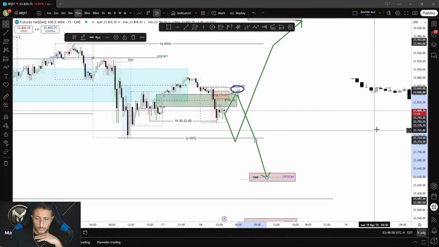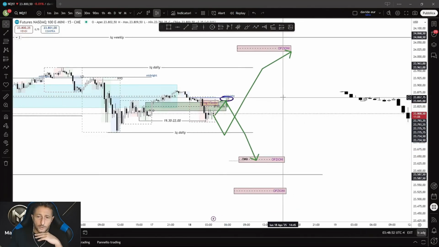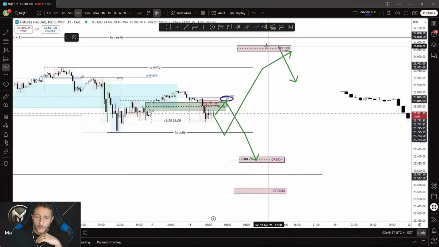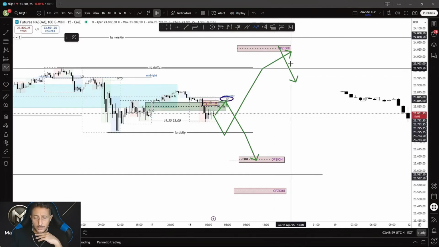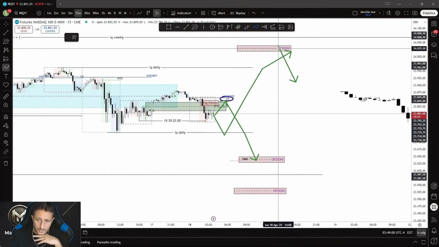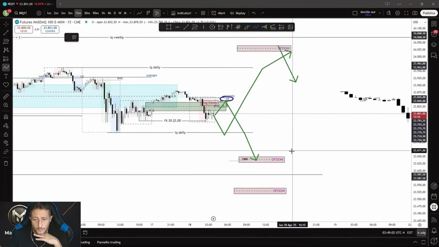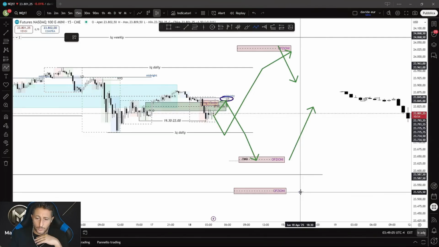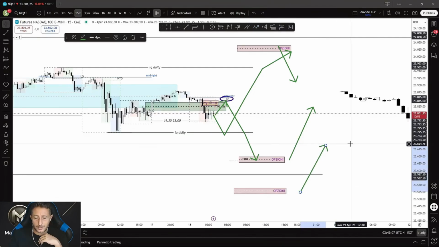The other possible trades, as I mentioned earlier, are retracements in the options zone. So, a short from the call option one, possibly a long from this level, or possibly another long from this level.